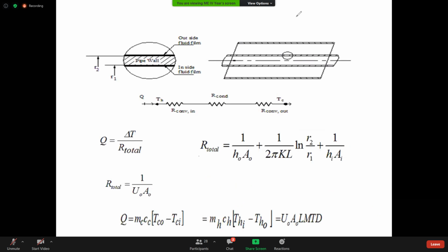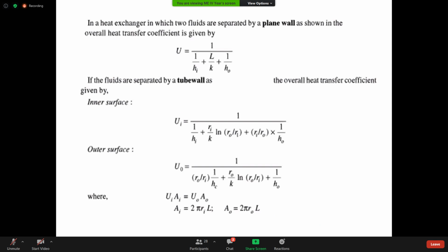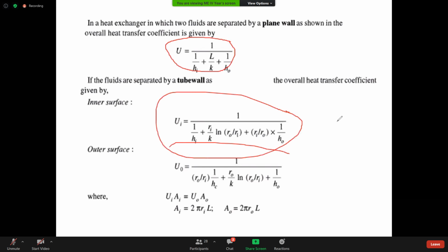Right. These are the basics which we already learned. See, for example, these are the things we have studied for the flat plate or plane wall. Overall heat transfer coefficient. Right. So this is for inner surface. This is for outer surface. That means if the tube is like this, right, the fluid is flowing over here, and the heat transfer అంటే local gain అనుకోండి, UI we have to take. Hot fluid is at outer tube and cold fluid is in inner tube, then you have to take UI.